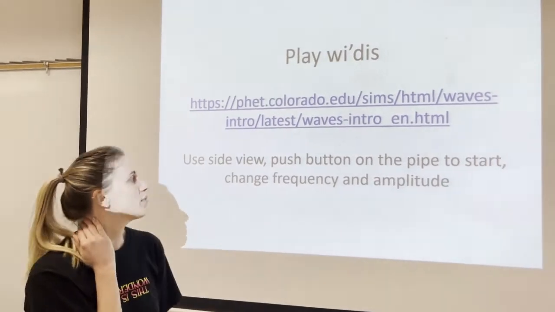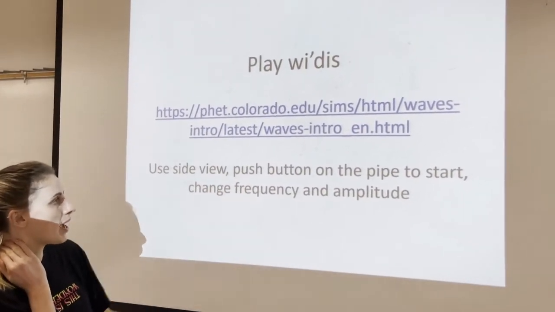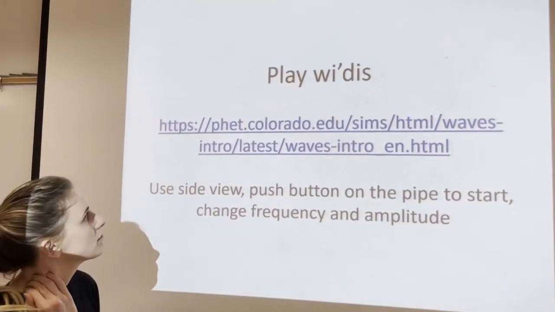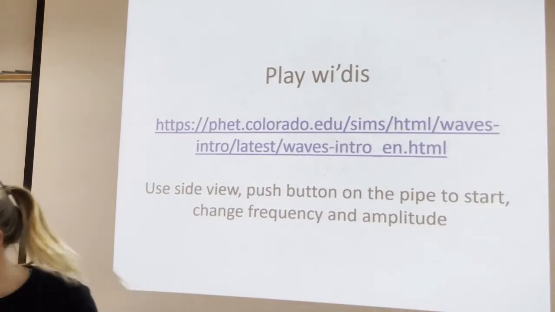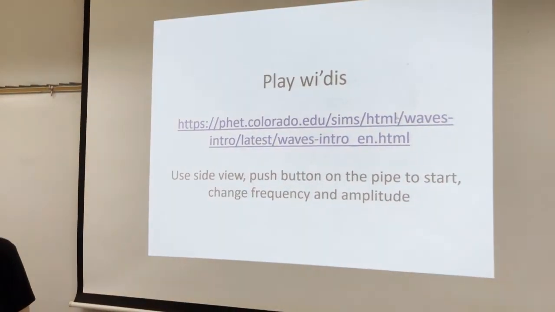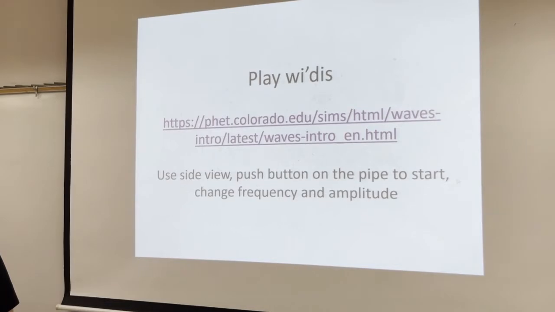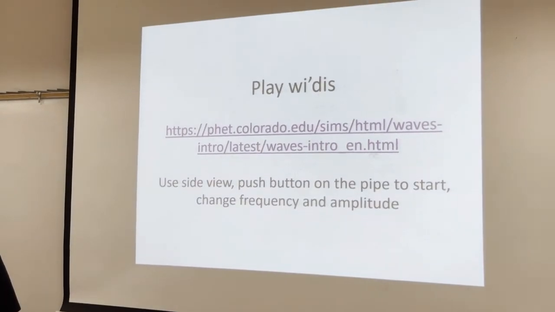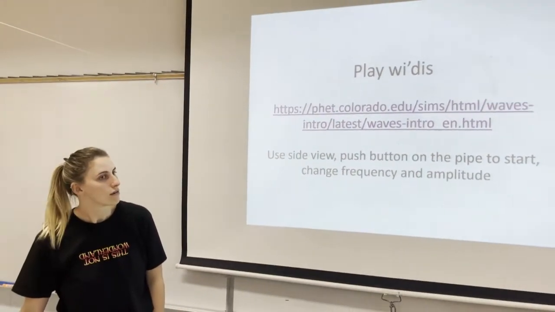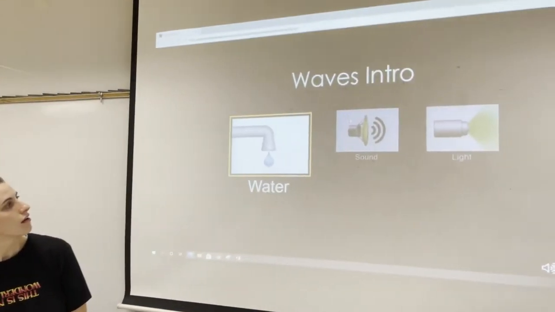And I want you guys to play with it. Use the side view, push the button on the pipe to start, and change the frequency and amplitude. What it does is it's got a faucet that drips water into a sink, and the waves spread out from where the drop hits, and you can change how big the drip is. You can make it bigger or smaller. That changes the amplitude.